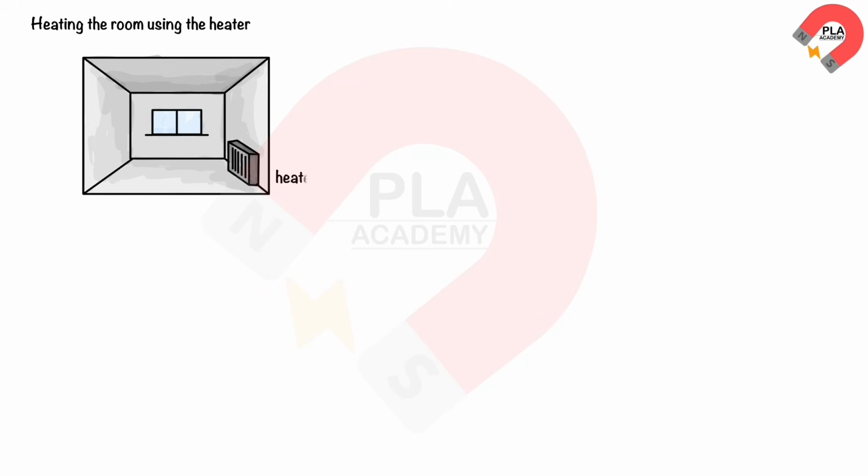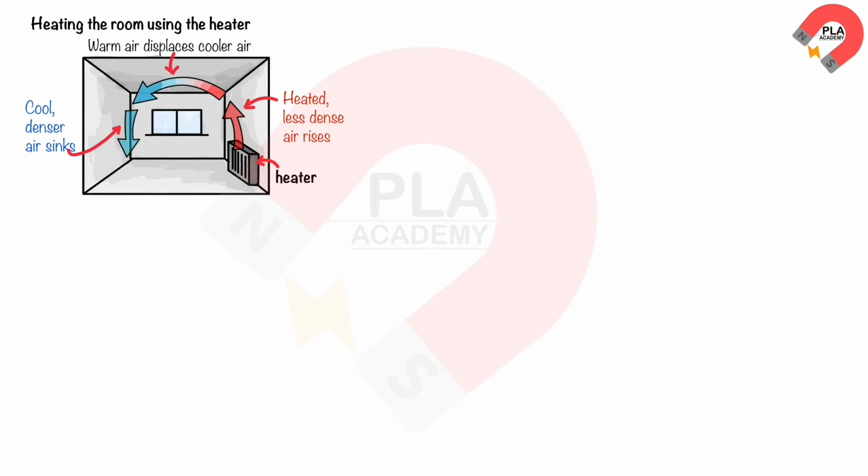When a heater is turned on, the air around it is heated. This causes the air to become less dense than the surrounding air, and warm air rises. As the air begins to cool, warm air rises and pushes the cool air over. Warm air displaces cooler air. So, the cooler, denser air sinks. Cool air flows across to take the place of the rising heated air. This process continues until the air is heated evenly throughout the room.